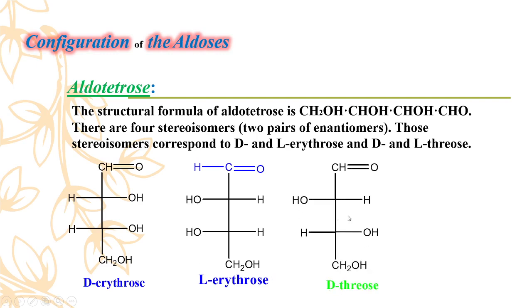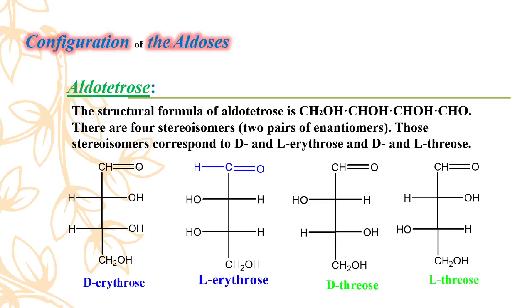This is the D threose. This OH is present on the right hand side, but these two OH are on the opposite side. Therefore, it is the D threose, and this one is the L threose. So, these D and L erythrose and D and L threose are the 2 pairs of enantiomers, because these two are non-superimposable mirror images and these two are non-superimposable mirror images. So these 4 stereoisomers correspond to D and L erythrose, D and L threose.